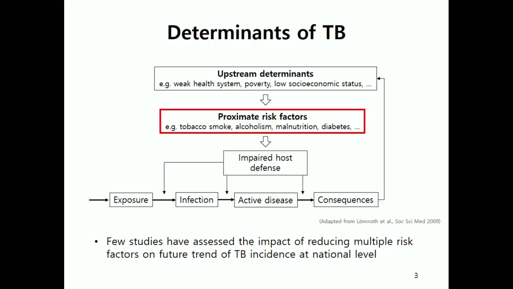Some studies have used a dynamic model to evaluate the effect of a single risk factor on TB. But the results cannot be compared due to different settings and different model assumptions. Also, there are correlations between these risk factors, so the effect of multiple risk factors should be included in the model. Few studies have assessed the impact of reducing multiple risk factors on the future trend of TB incidence, and few researchers have done this kind of study at the national level.